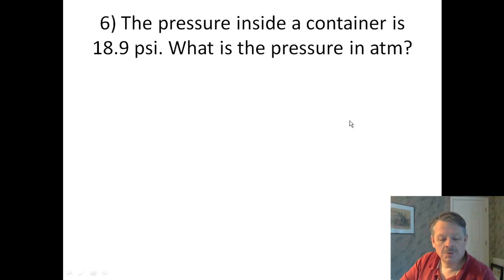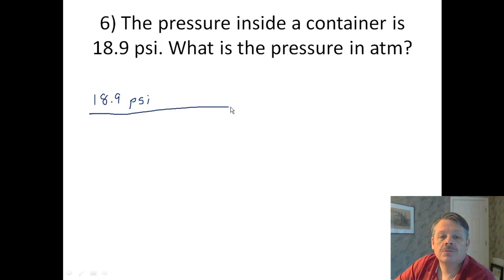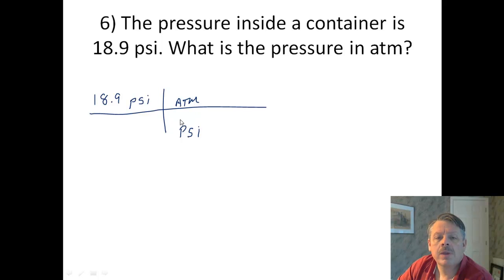All right, how about number 6? Number 6, we're talking about PSI this time. That's a new one. 18.9 pounds per square inch. That's how we look at tires. If you look at the side of your tires, that's what you use when you put air in your tires. All right, PSI, and we can go directly to atmospheres. That's 14.70 PSI in 1 atmosphere. And we do the math, and that gives us 1.2857, and so on, 3 sig figs, 1.29 atmospheres.